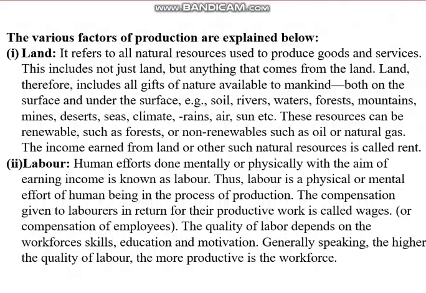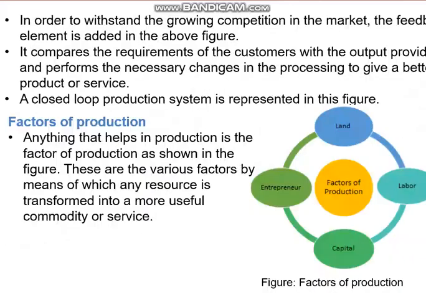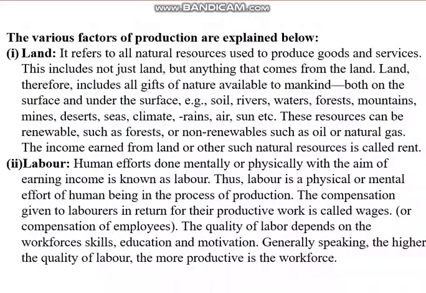So you can categorize further like this also. Now let us talk a little more in detail about the various factors of production. The first one is land. Land refers to all natural resources. It is not only land we are talking about. In this figure, we are symbolically talking about land, but actually it is referring to all natural resources used to produce goods and services. It includes not just the land, but everything that comes from the land.